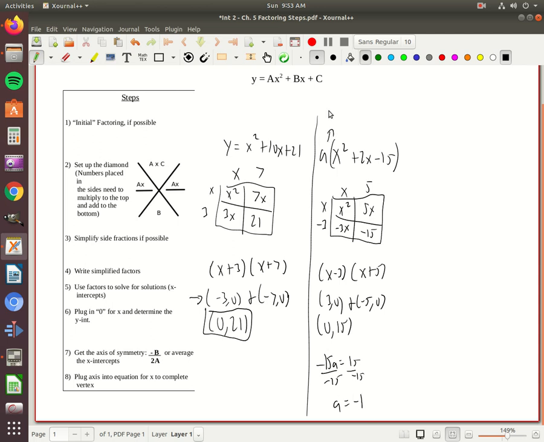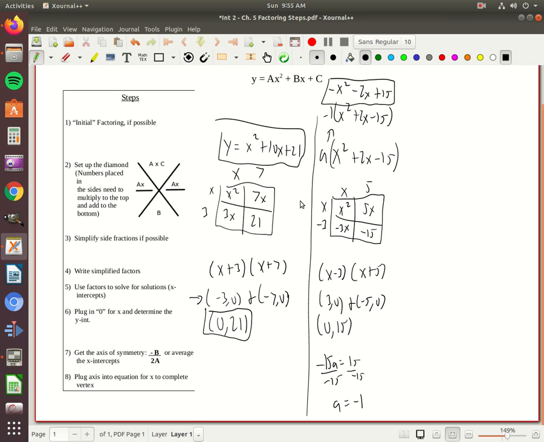So what that means is this is going to be my equation. And so I will get -x squared minus 2x plus 15 as my equation. I didn't throw the first one in Desmos. Let me go ahead and pause right now and just put both of these in Desmos so we can see that in fact they have the correct y and x intercepts.